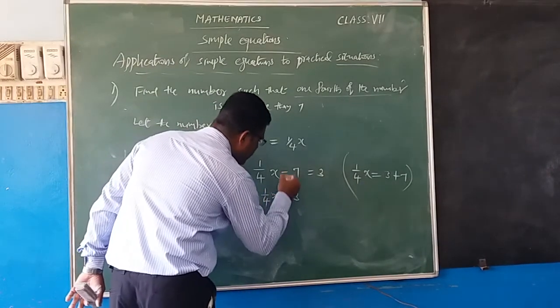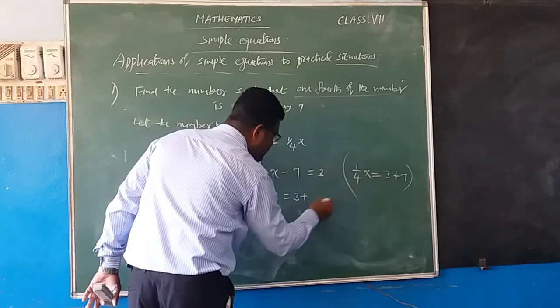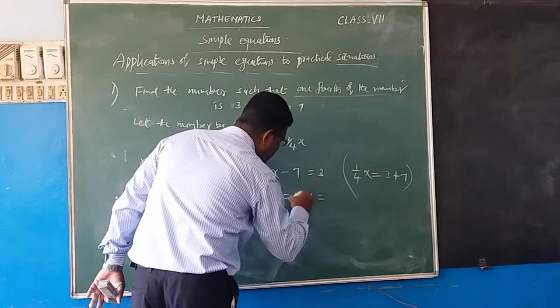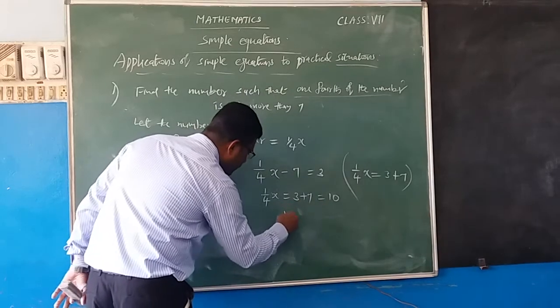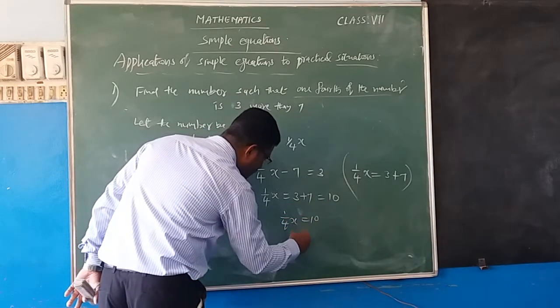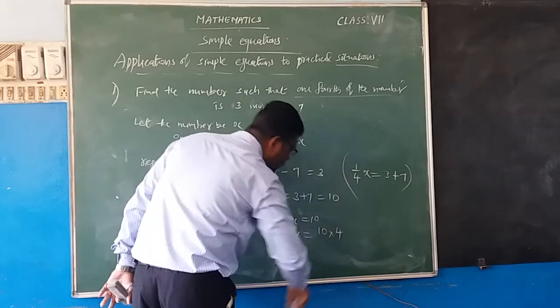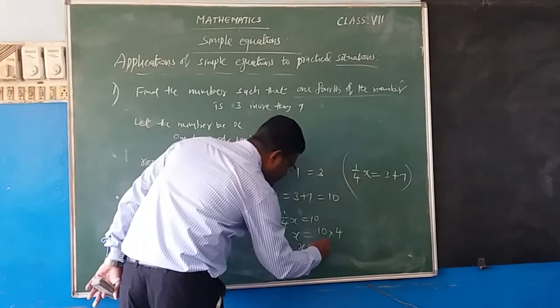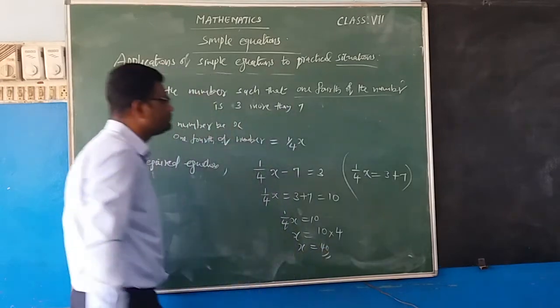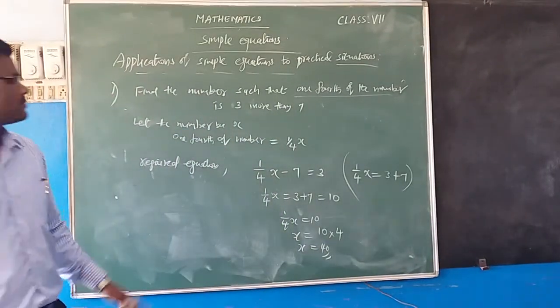1/4x is equal to 3. When minus 7 goes to that side it becomes plus 7. 3 plus 7 is 10. 1/4x is equal to 10. x is equal to 10, and when 1/4 goes to that side it becomes multiplied by 4. x is equal to 40. Therefore the number is 40.